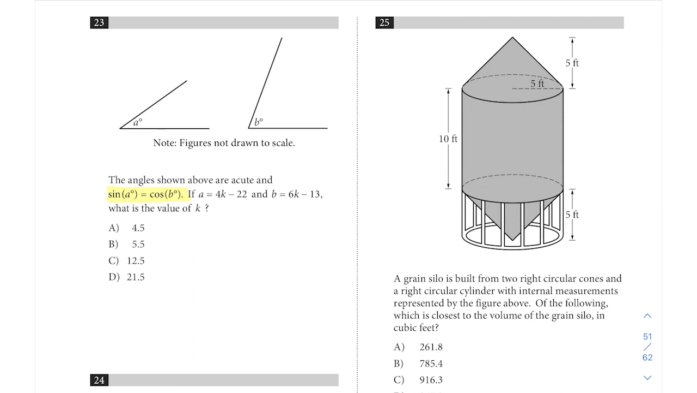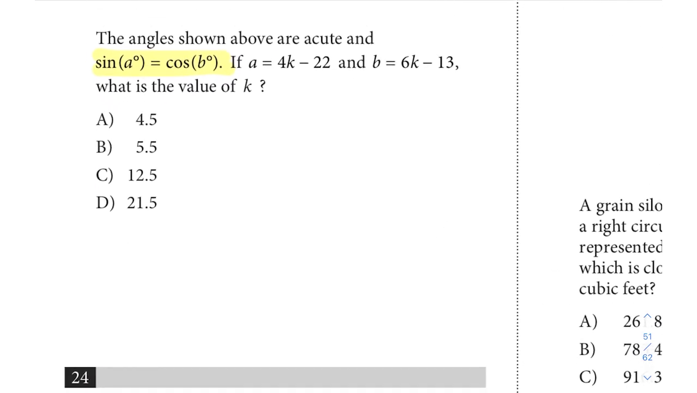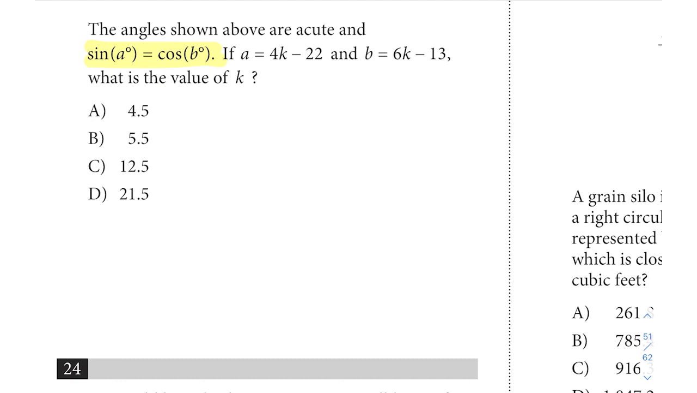Here they show two angles, and they say the angles shown above are acute and sine A equals cosine B. For this, I'll color code this in red and put it down here as an identity to memorize. The relationship, when you have two acute angles, is that the sine of x is always equal to the cosine of the complementary angle, which would be 90 minus x.